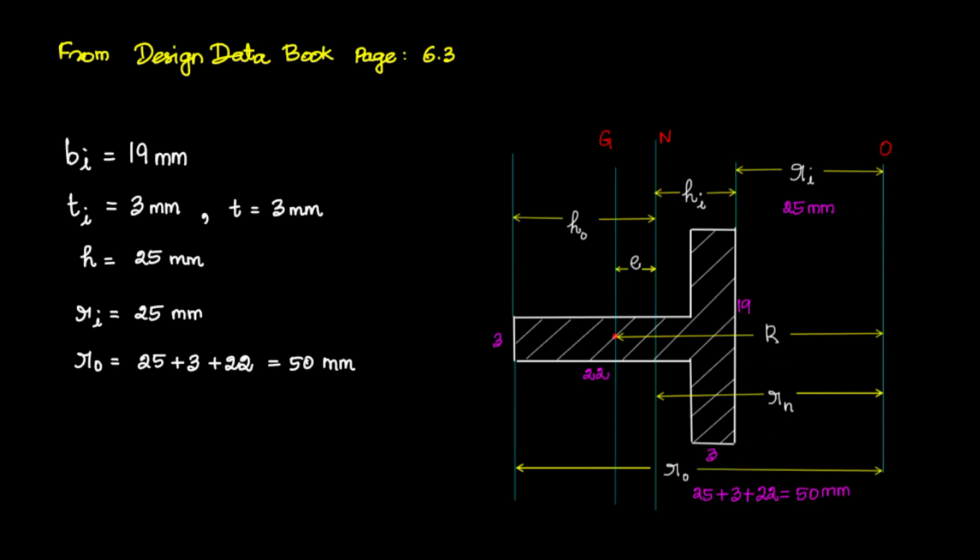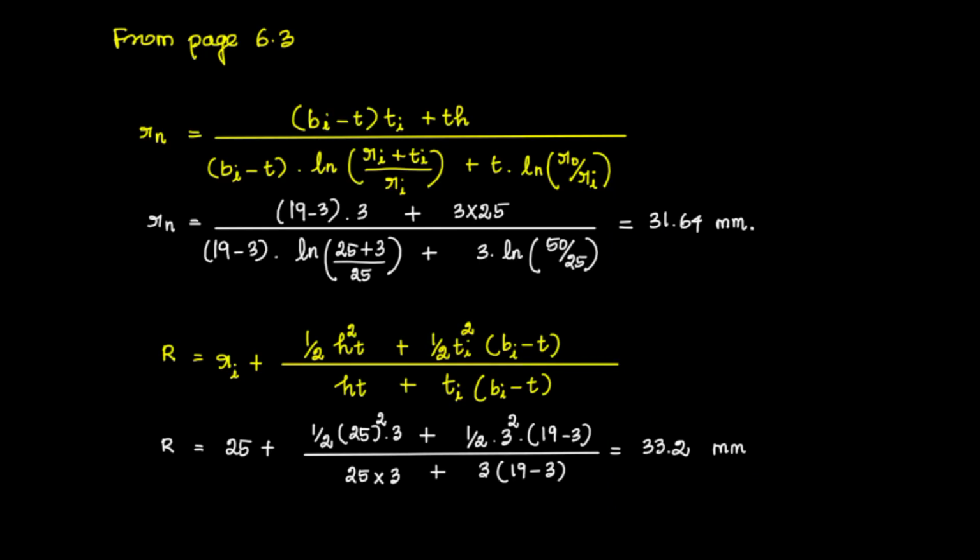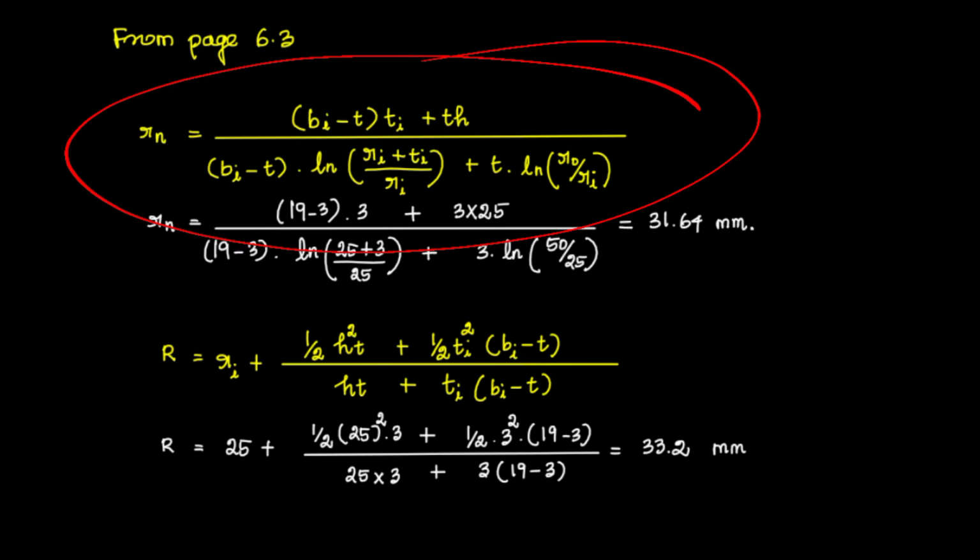Okay, in the same page 6.3 itself, there will be the formula for capital R and small rn. And for small rn, there is a formula including all the notations Bi, Ti, T, H, total width of the cross section. So all the values you know already from the diagram, and by matching your diagram with page number 6.3, you can get all the dimensions by simply substituting them in the particular formula given on page number 6.3. You can calculate the Rn value.